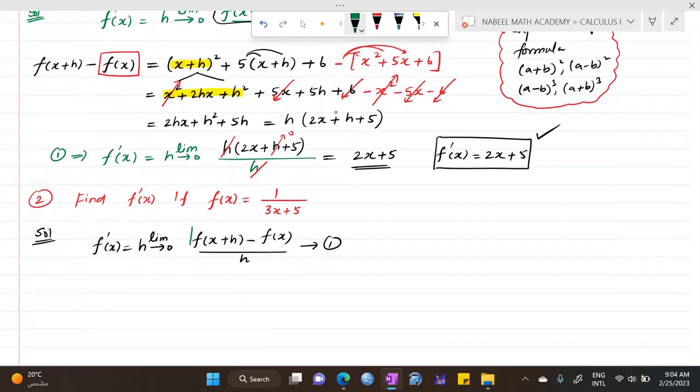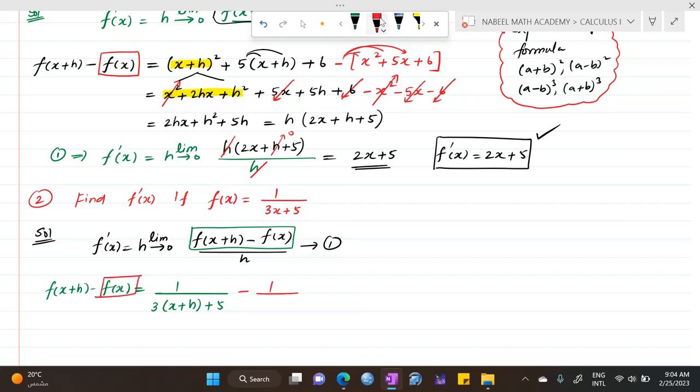So this is the numerator part. I will calculate it separately. f of x plus h minus f of x. So 1 over 3 times (x plus h) plus 5, and this is f of x. So what is f of x? 1 over 3x plus 5.